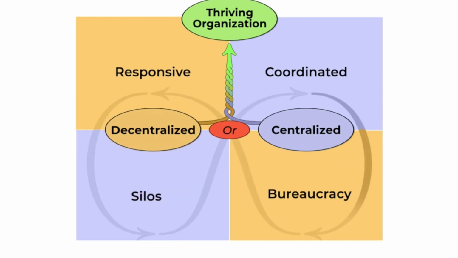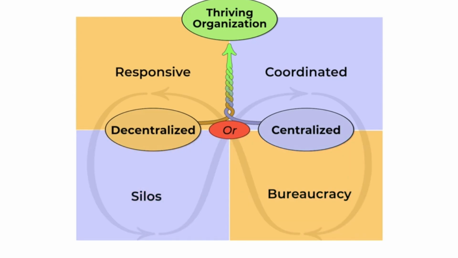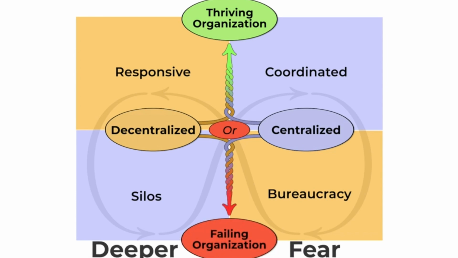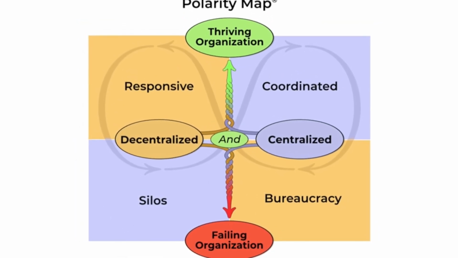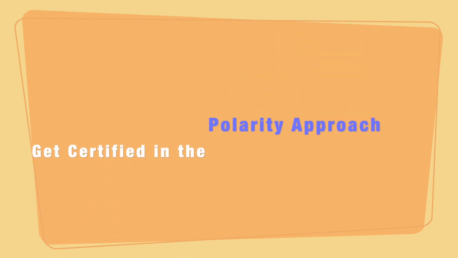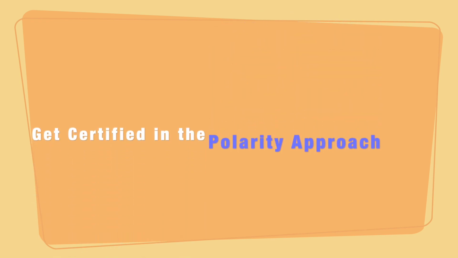If the struggle continues, the organization will find itself in the downsides of both decentralization and centralization. Here, the energy can become vicious, as shown by the arrows spiraling downward from the two poles toward the deeper fear, a failing organization. Seeing the interdependence of the two poles can lead to a well-leveraged polarity. We'll go into more detail about the polarity map and its components later in this training.